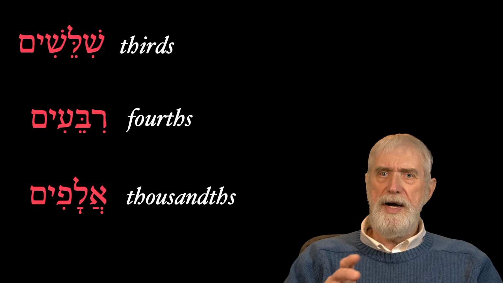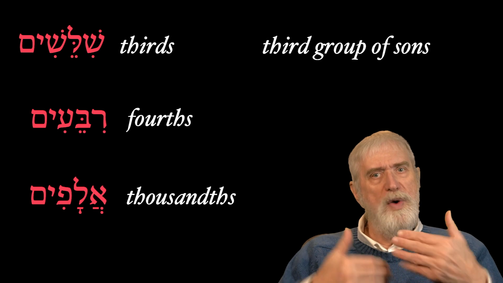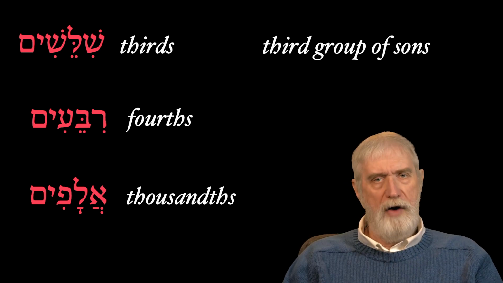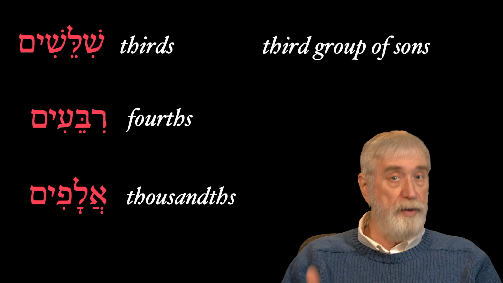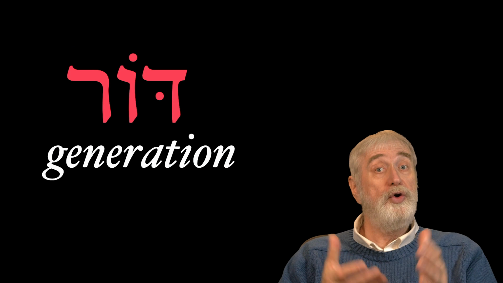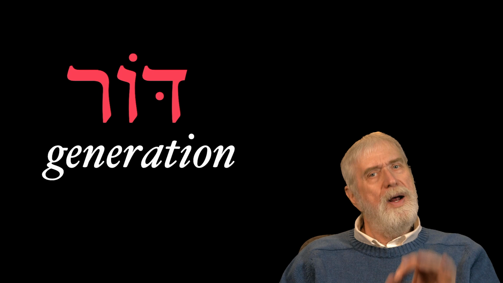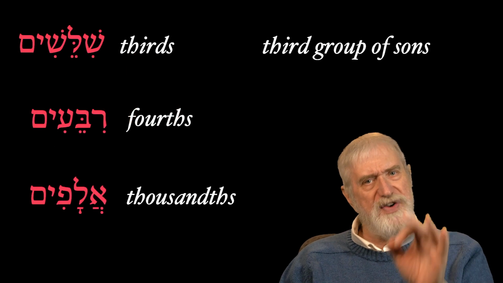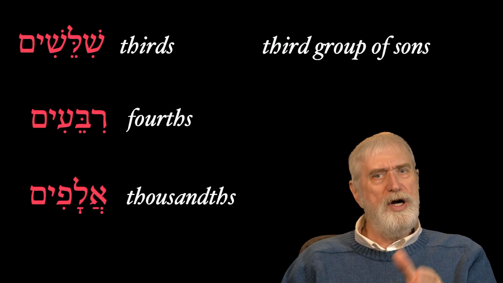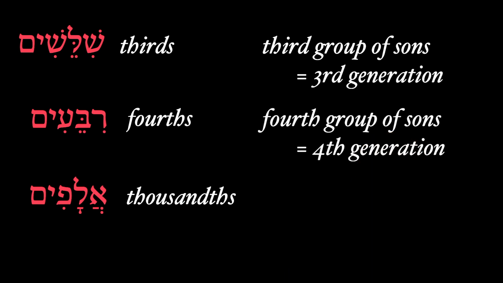The use of the plural indicates that these numbers are talking about groups of sons of the fathers. And when we talk about groups of sons following fathers, we use the word generation in English. The Hebrew word for generation is dor, but it doesn't actually occur anywhere in this text. Now, most English translations get the sense of this right when they're talking about the thirds and fourths. So they normally translate that as third and fourth generation. That is the third and fourth group of sons of the fathers.